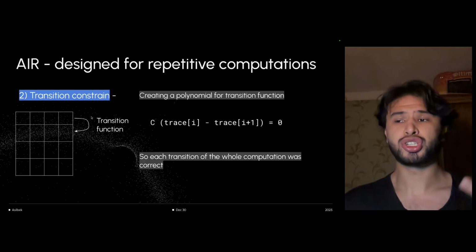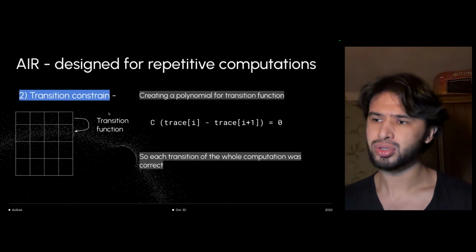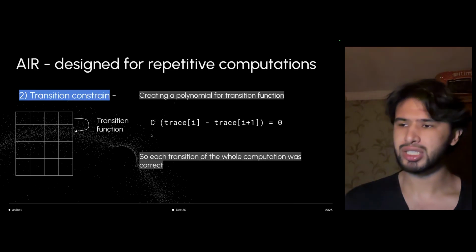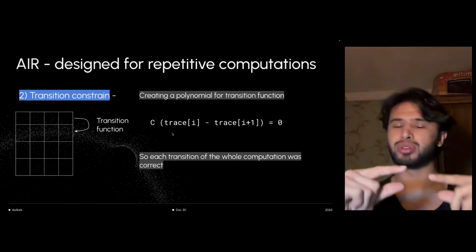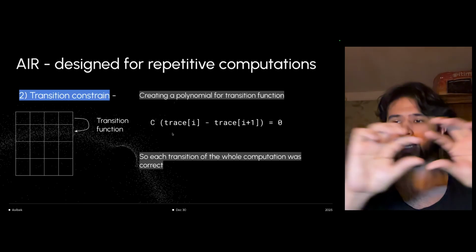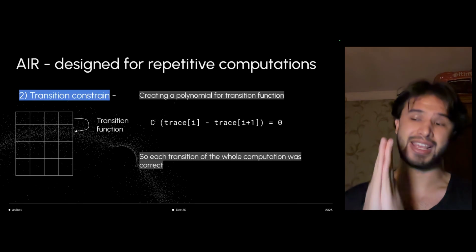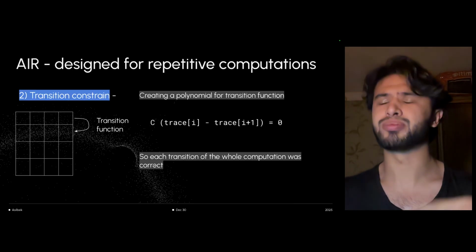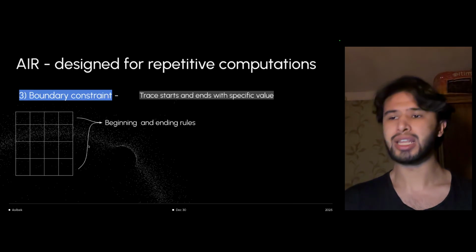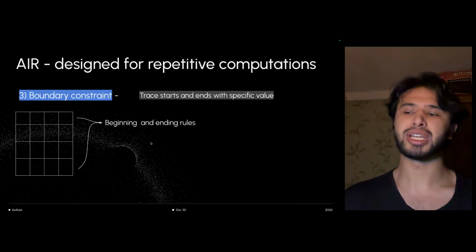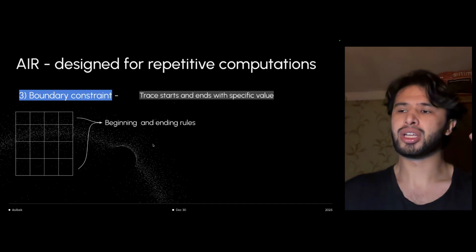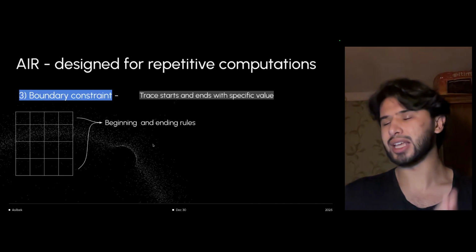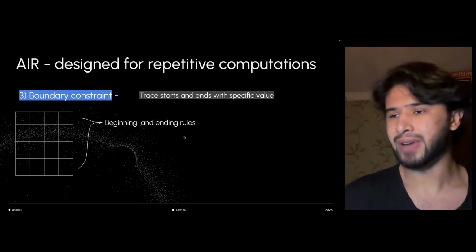The second part is going to be transition constraints. We're going to set the constraints. So we're going to be creating a polynomial for the transition function, and this should check that each trace is correct. Each state has to use this exact transition function, so we can prove that each state is correct. And then we're going to set the boundary constraints, the beginning and ending rules, so we know that specific data has to be the start, and the ending also has to be the specific value we wanted.